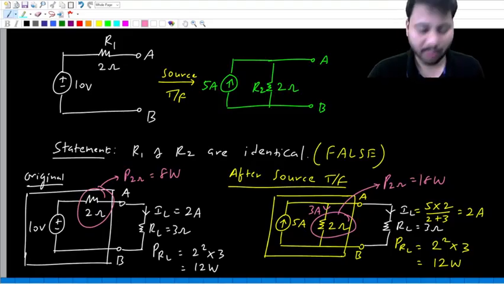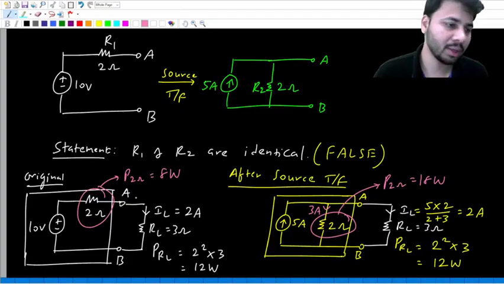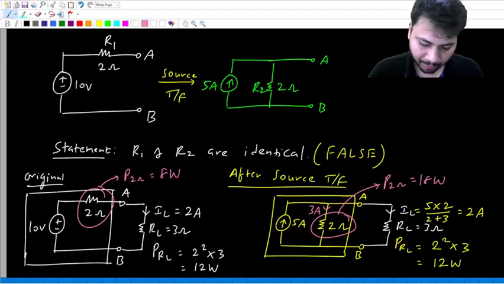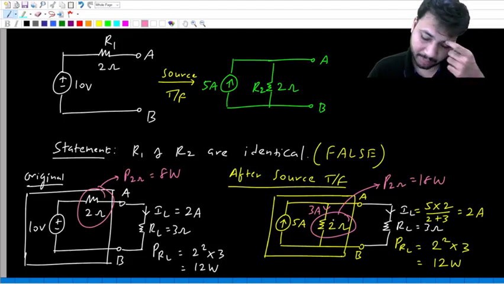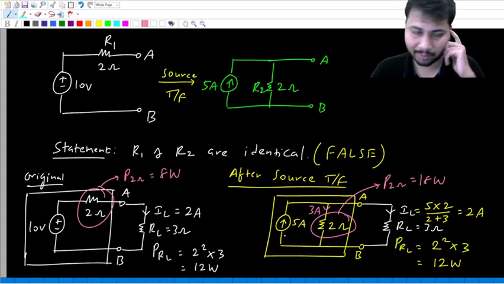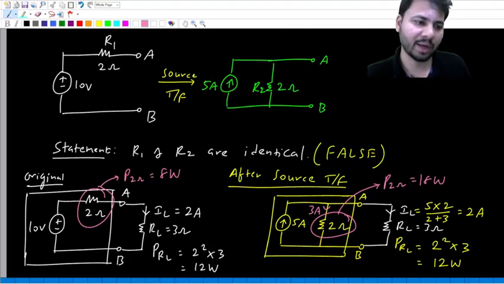But for the load, in both cases, the current, the power, everything is the same. So from the load point of view, we can do source transformation. That is not a problem. So this 2 ohm is not the same as this 2 ohm. I hope you get the point. Even the power supplied by this 10 volt source will not be the same as the power supplied by the 5 ampere current source. So when can we do source transformation?